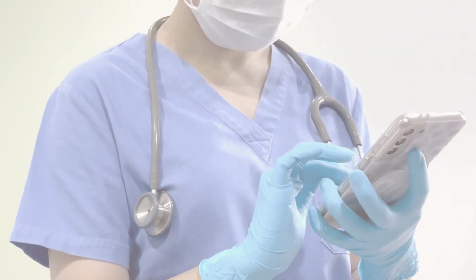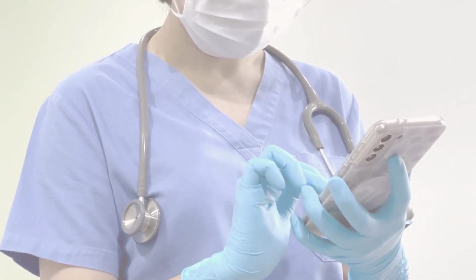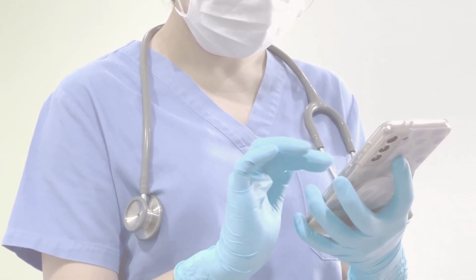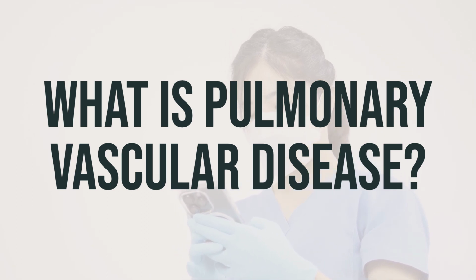Pulmonary vascular disease refers to a condition that affects the blood vessels connected to the lungs. This can lead to symptoms like difficulty breathing. Pulmonary vascular disease is a condition that affects the blood vessels between the heart and the lungs.